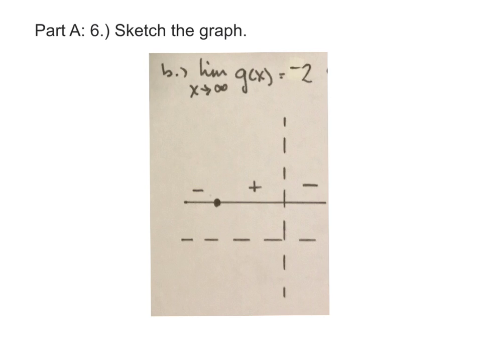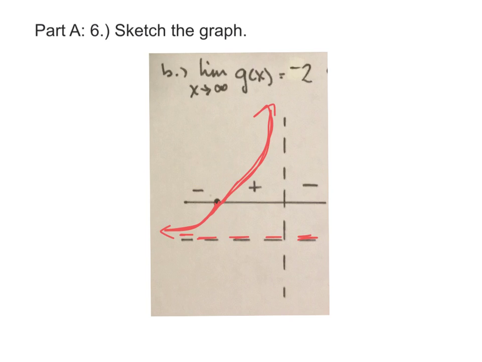The next function, g of x, has a limit as x approaches infinity of -2. So that's why it has a horizontal asymptote down here at y equals -2. When we have the negative interval, starting at 0, it's going to go below the x-axis, but get closer to our horizontal asymptote.